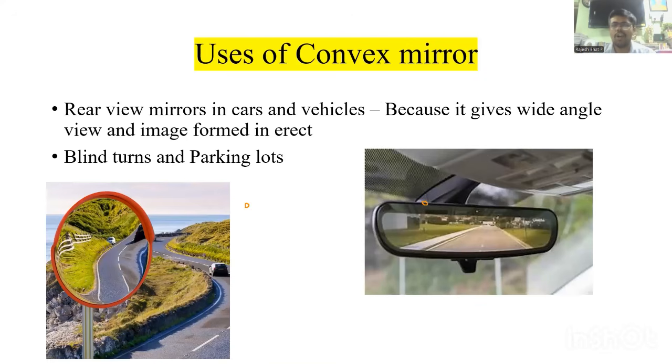Next, convex mirrors, you know, rear view mirrors. There is a mirror above the driver, and in villages at blind turns and parking lots, so that everything is visible. These are uses of convex mirror. Why do we use convex mirror? Because it produces a wide angle view and diminished image, wide angle diminished erect virtual image. Okay, see, in the mirror here the driver can see the whole road.